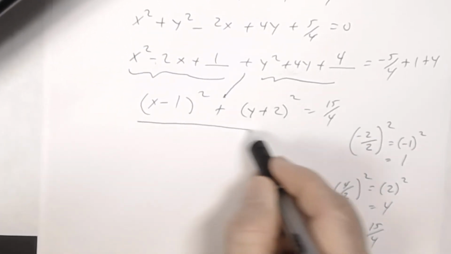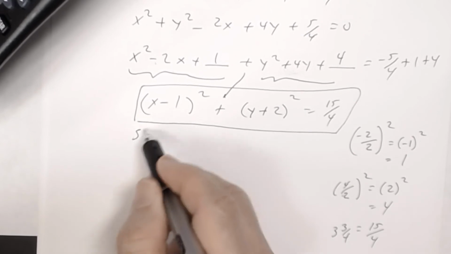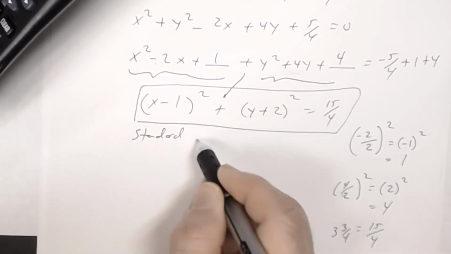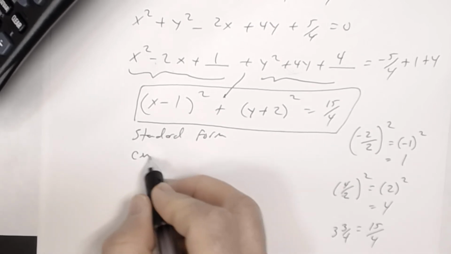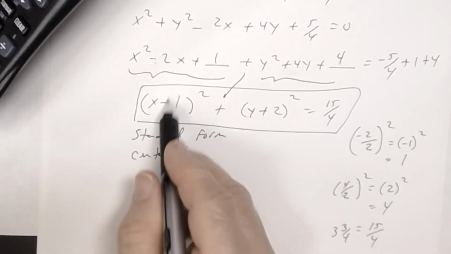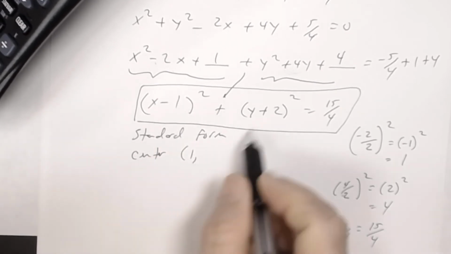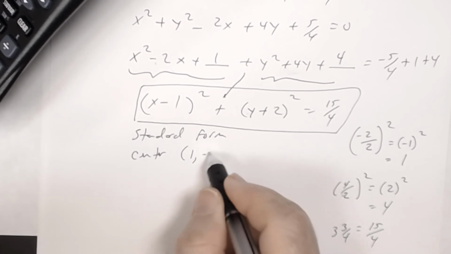And so there's your answer. So this right here is the equation of the circle in standard form. But they wanted you to also state the center. So what's the center? The center is 1, x minus h. H is 1. Y plus 2 is y minus the negative 2. So k is negative 2.